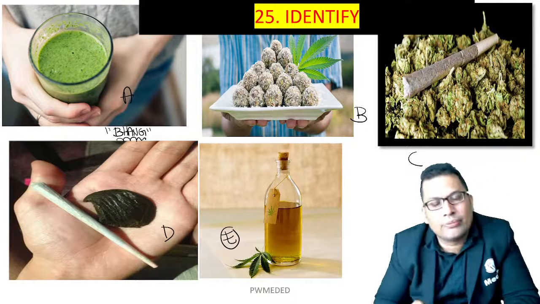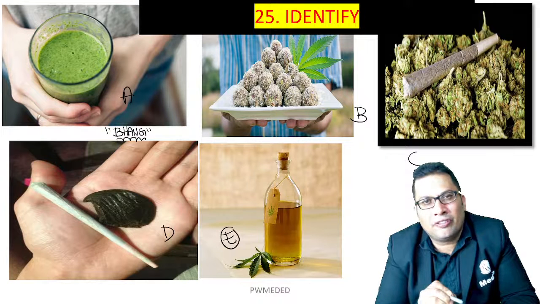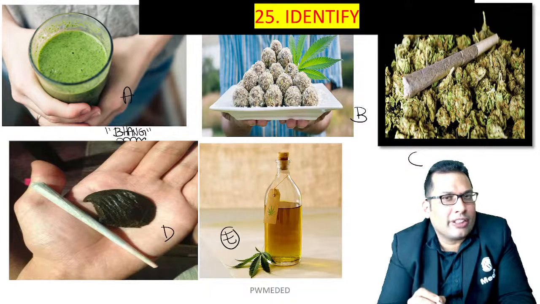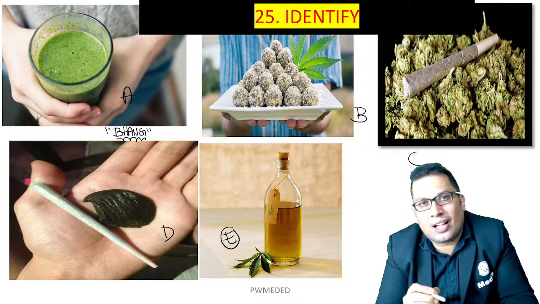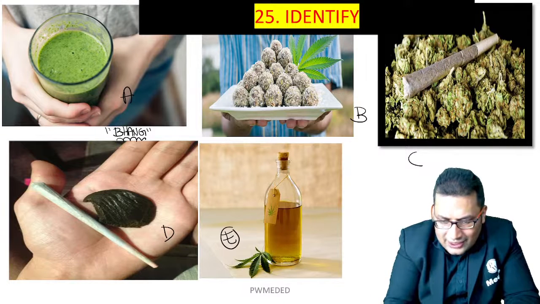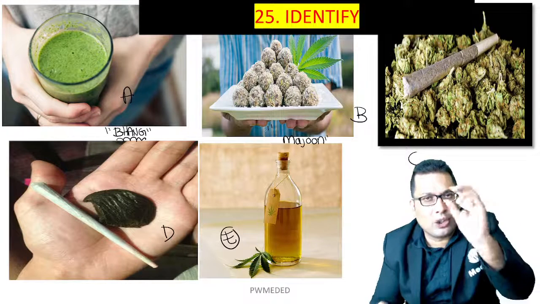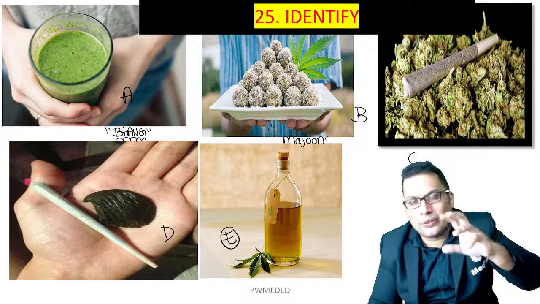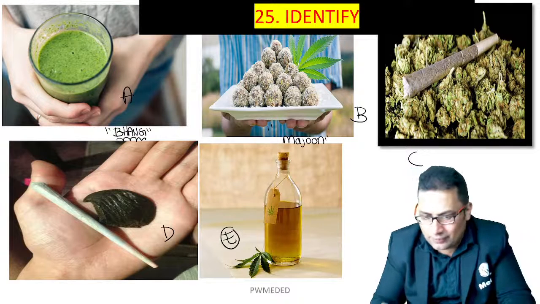Bhang is made up of 10 to 15% of cannabis principle. It is prepared from dried leaves or the flowering shoots. And this second preparation is known as majoon. What you can see in the picture is some sweet laddu. The sweet prepared from cannabis is known as majoon.